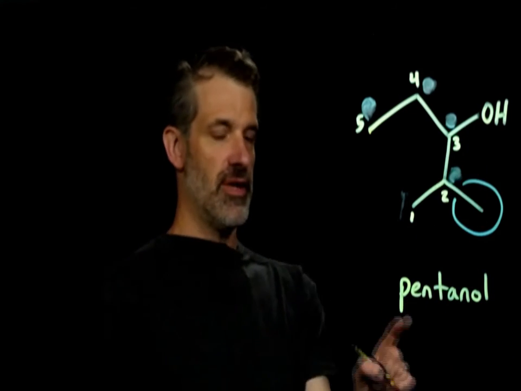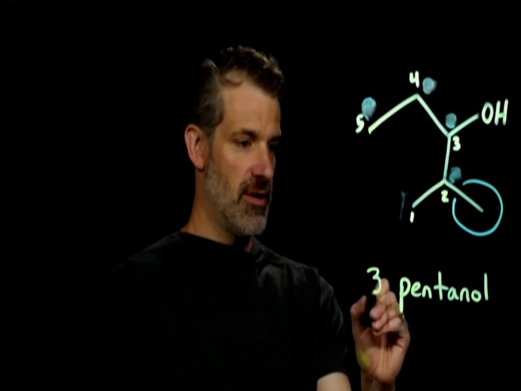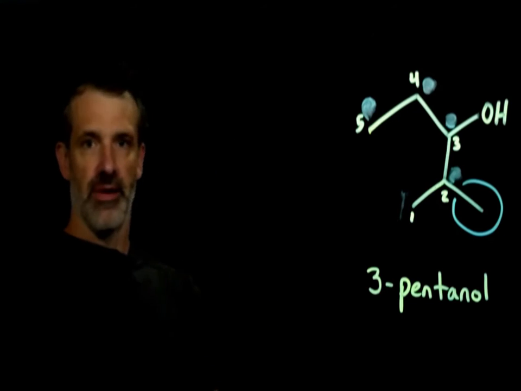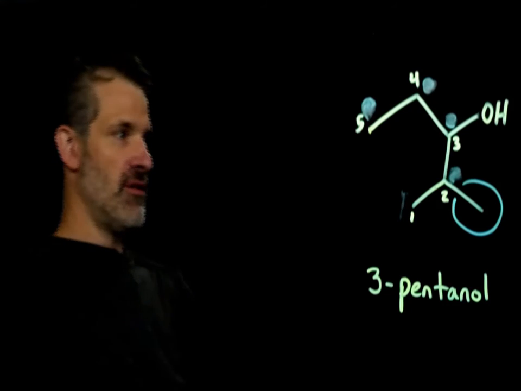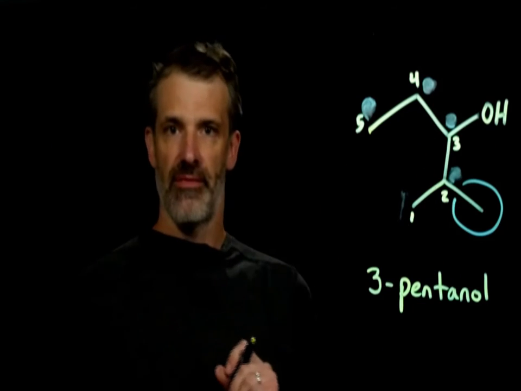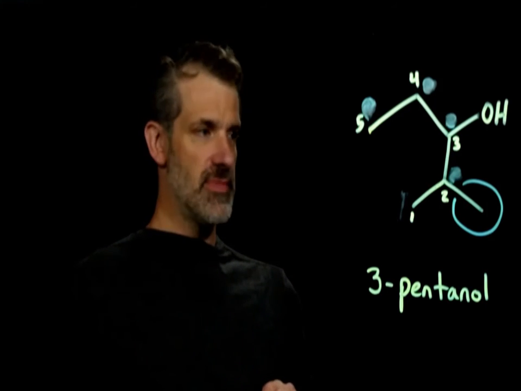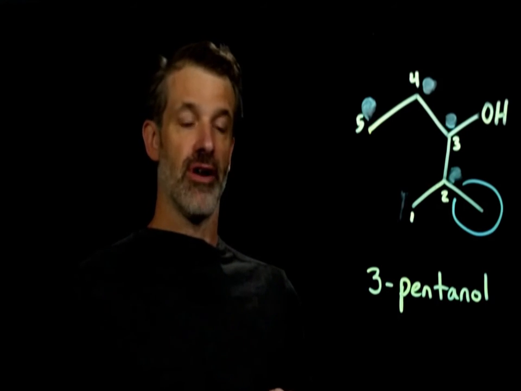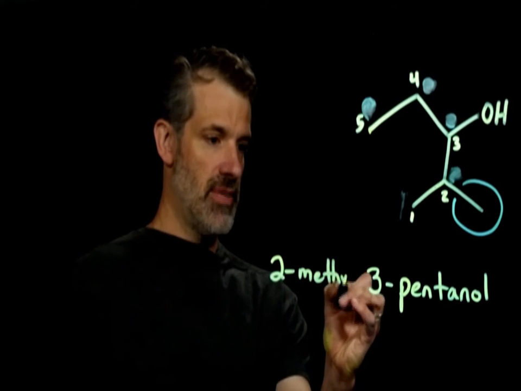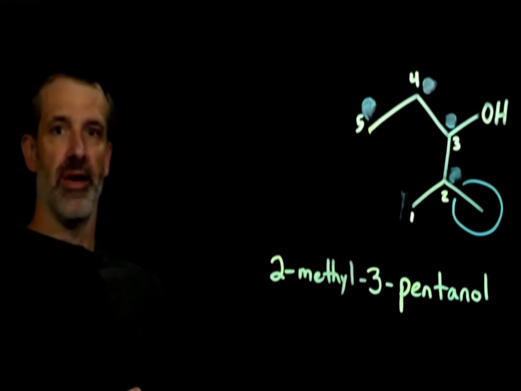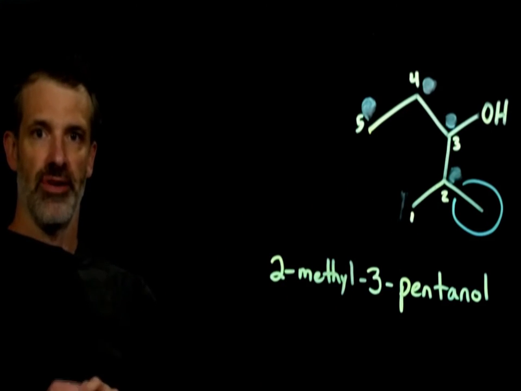And because this is located on something other than carbon 1, we definitely want to place a carbon location number in front of our parent chain. So carbon number 3, 3-pentanol. So this is a derivative of 3-pentanol with a substituent of a methyl group located off of carbon number 2. So 2-methyl-3-pentanol. That would be the appropriate way to name this compound.